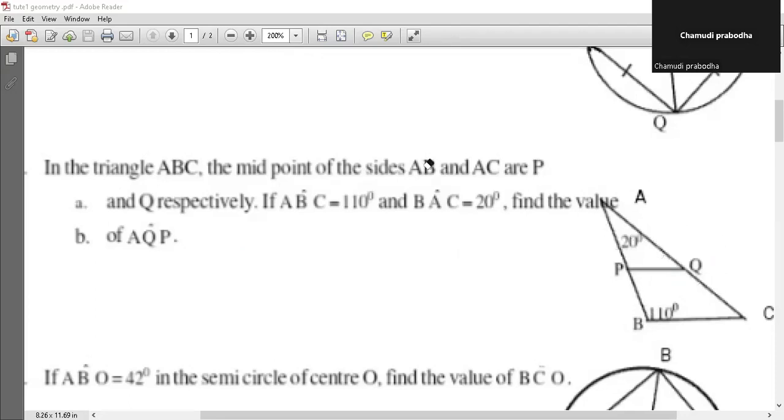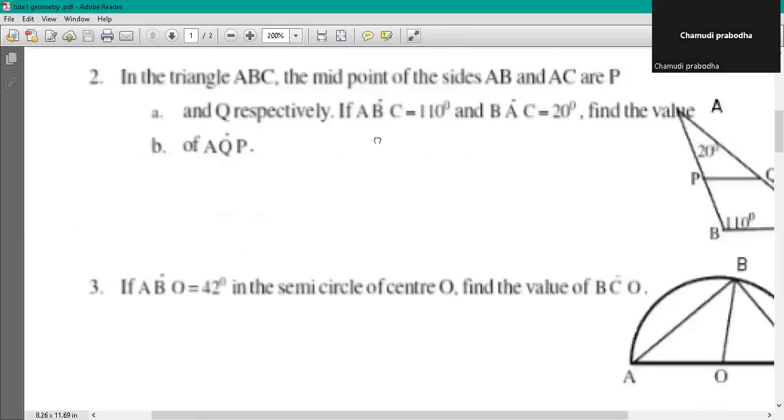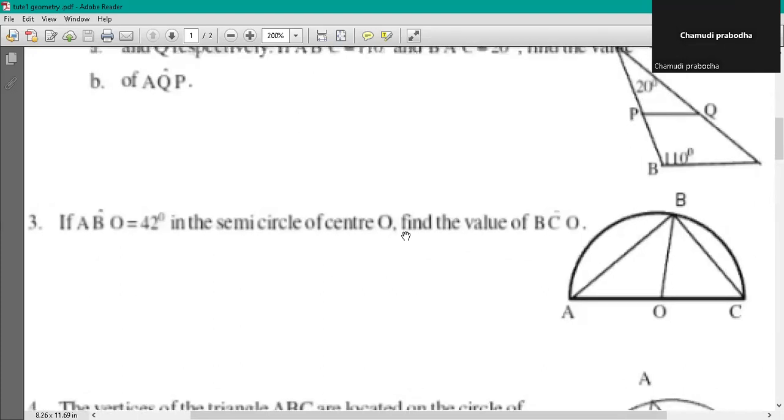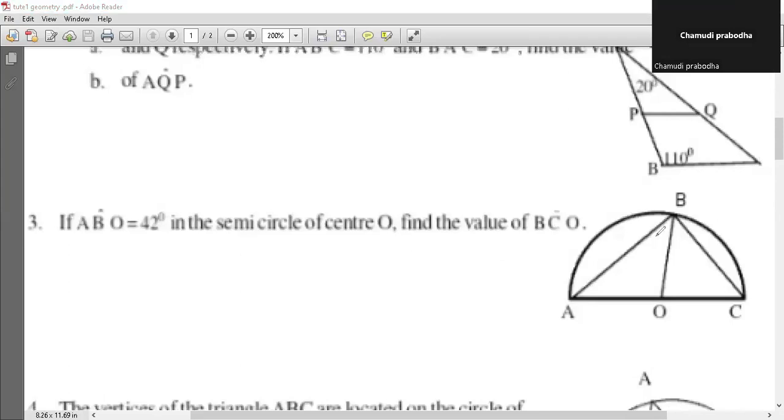Question number 3. If angle ABO equals 42 in the semicircle of center O, find the value of angle BCO. Then you have to mark the given data. Angle ABO equals 42. Then there's a theorem. Center is O. AC is a diameter. Then the angle ABC equals 90.